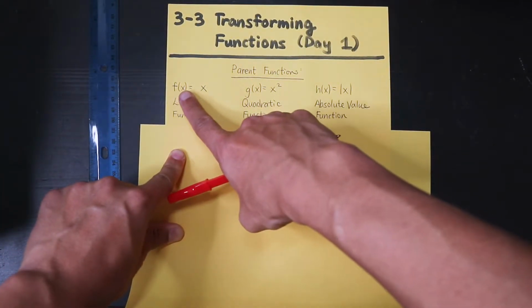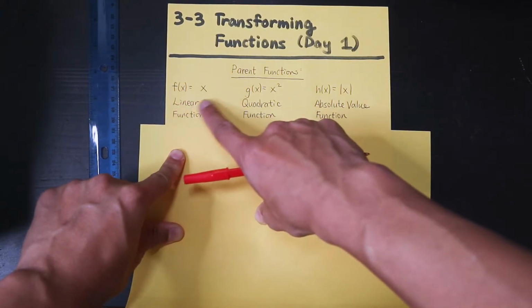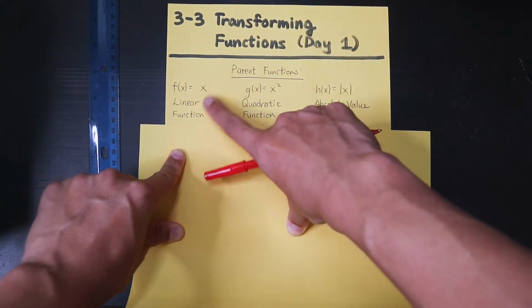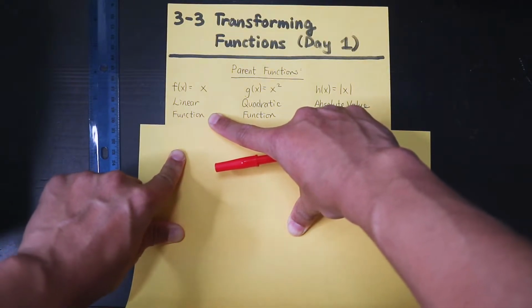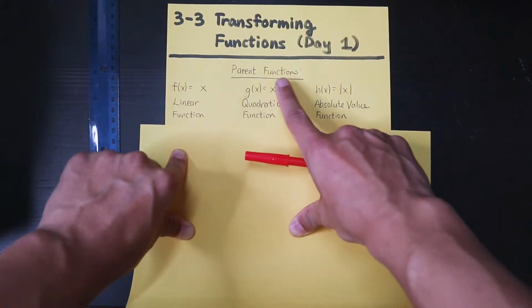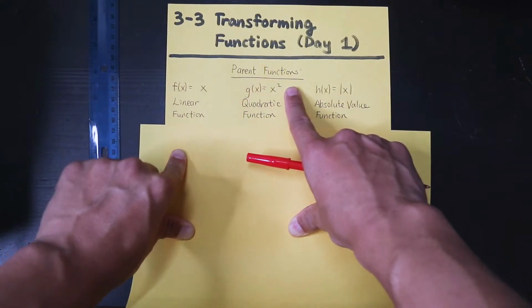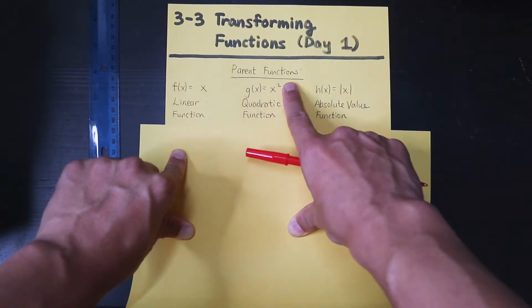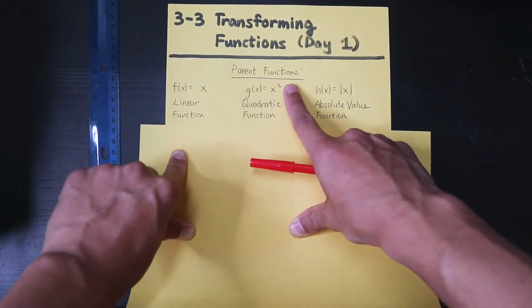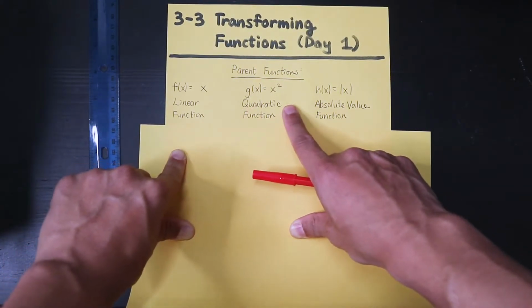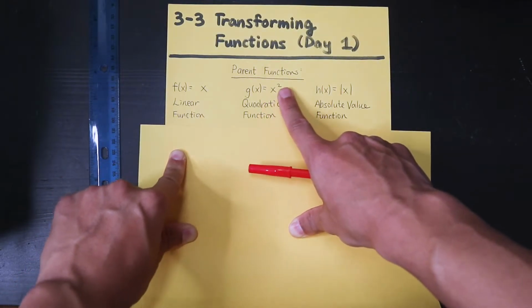The first one is f of x equals x. We call it a linear function, which we saw a lot in chapter 2 or topic 2 and at the beginning of topic 3. Now this one we have not seen in the past, but it's called g of x is equal to x squared, and it's called a quadratic function. So anytime you see a second power, we use the word quadratic in math to indicate that something is raised to the second power.